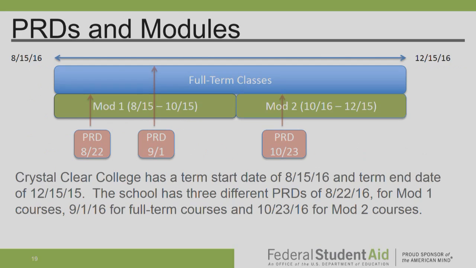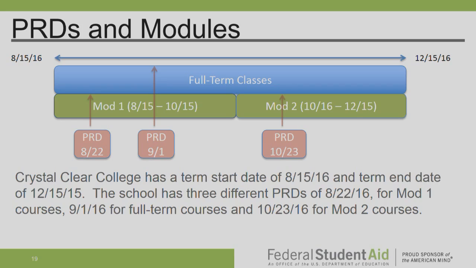Because I drew pictures, that's why. Now, I like this picture because if you take a look at it, you can see here that I have Crystal Clear College, and they have a term start date at the top there, August 15, ending 12/15. But notice that they assigned a Pell recalculation date associated with Module 1 on August the 22nd, about 1 week into that Module 1. One is associated with full-term courses, and one is associated with Module 2.